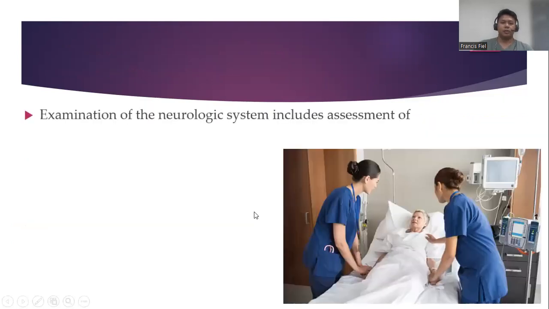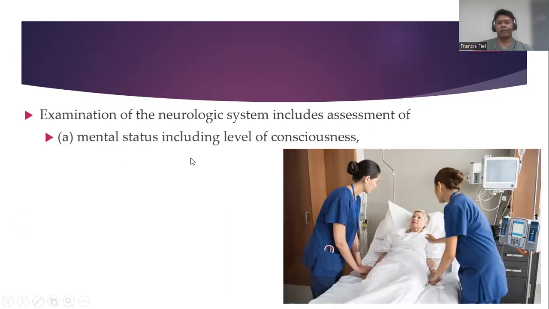Next, the examination of the neurologic system includes assessment of, ano ba yung mga ini-examine when it comes to the neurologic system. We have mental status, including the level of consciousness. All right. Then we have the cranial nerves. So I hope that you still remember your cranial nerves.